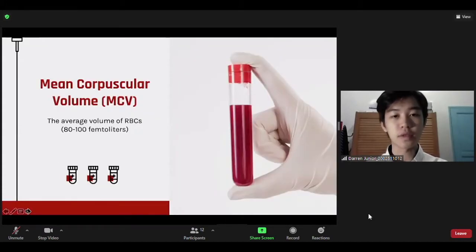The interpretation of red blood cell indices can provide useful information for health workers in diagnosing blood-related diseases such as different types of anemia. One example of red blood cell indices is MCV.